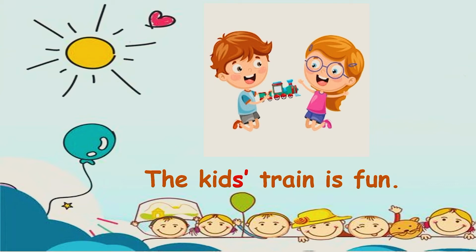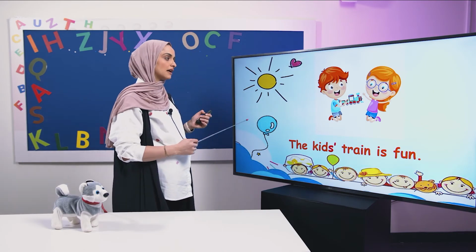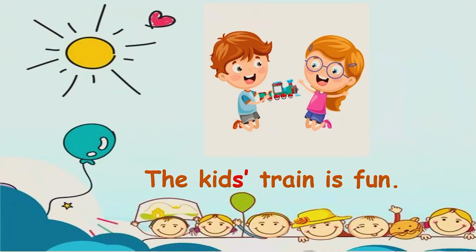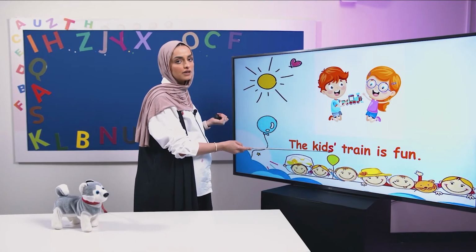One more example. We have 2 cats. It's a plural. And let's see the sentence. The kids' train is fun. What did we add? We just added the apostrophe because we have the plural s.